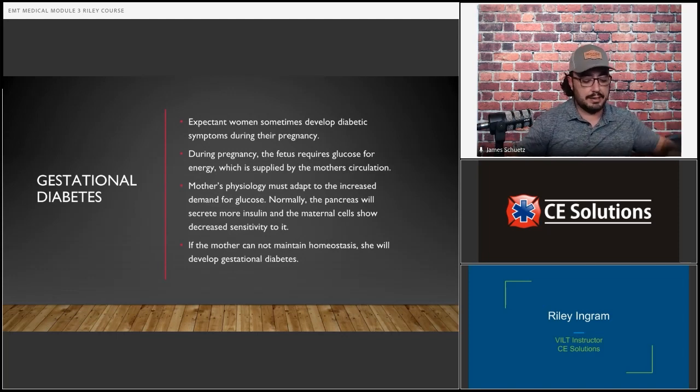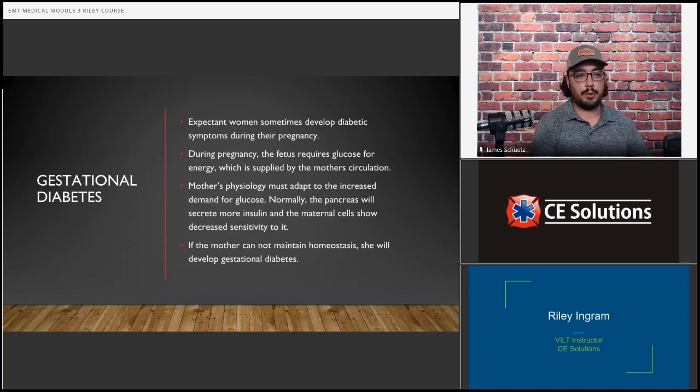So in turn, that's why the pulse rate increases a little bit and blood pressure drops a little bit, because they don't really make too much more blood. Blood production ramps up a little bit during pregnancy, but not like that. So the body's going to compensate how it knows how to. The mother's physiology must adapt to the increased demand for glucose. It's got a whole other being to produce glucose for and to energize. So there's a little bit higher demand, and the mother has to adapt to that.